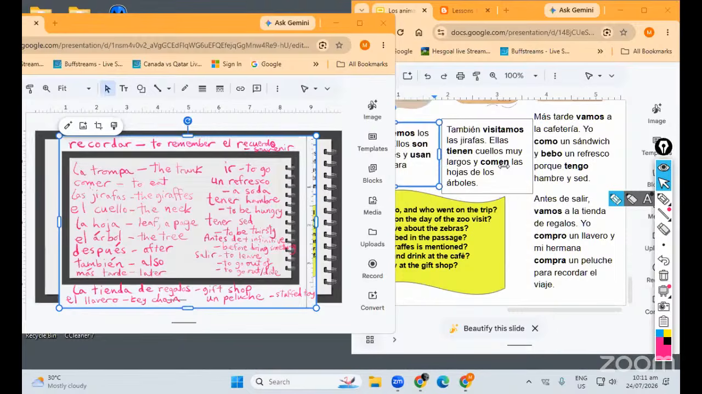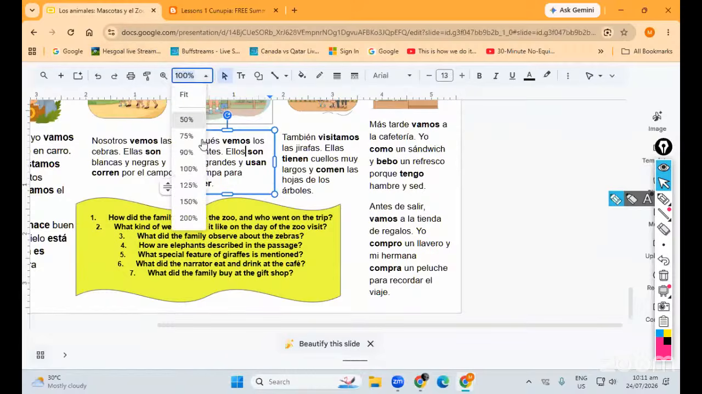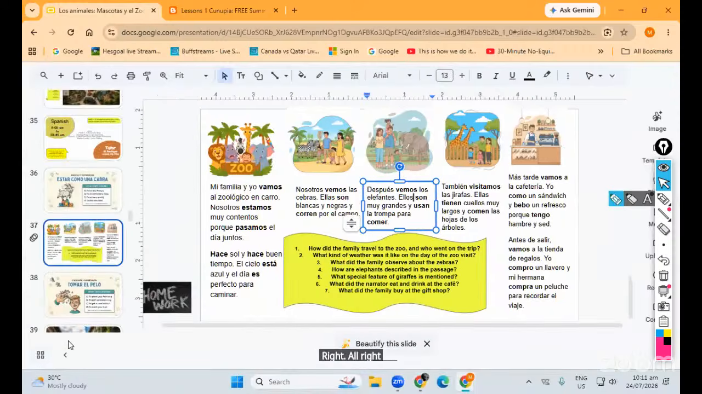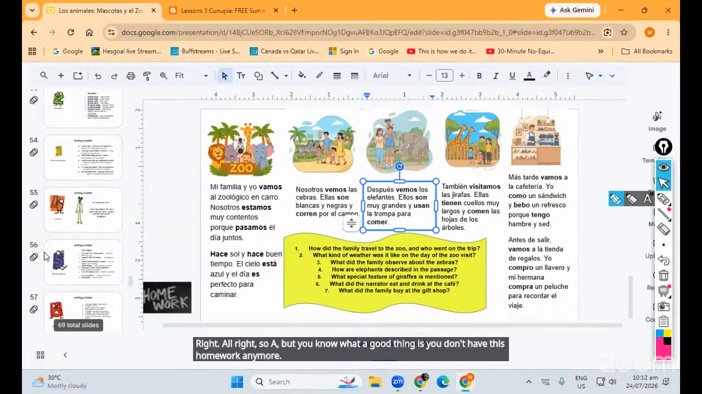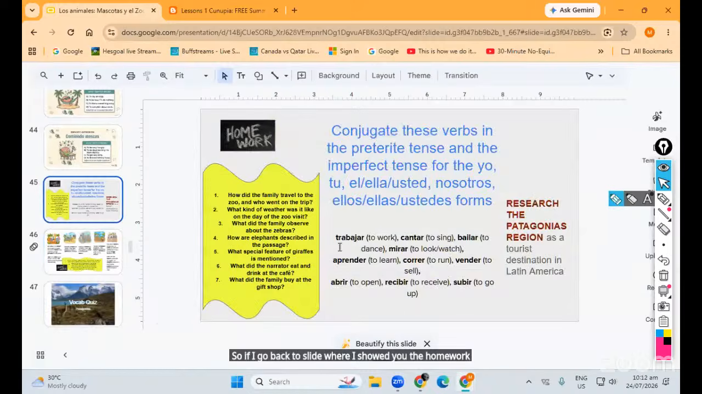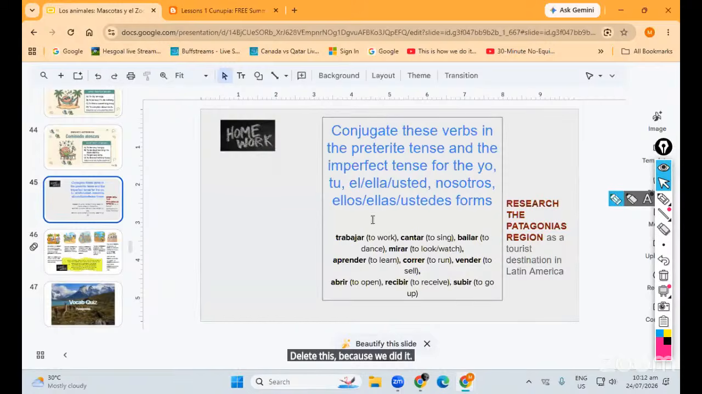All right. Y'all got 3 minutes out to me. Let us move on to making this smaller first of all. Right. All right, so hey, but you know what the good thing is, you don't have this homework anymore. So if I go back to the slide where I showed you the homework, I could delete this because we did it. And now this is your homework.